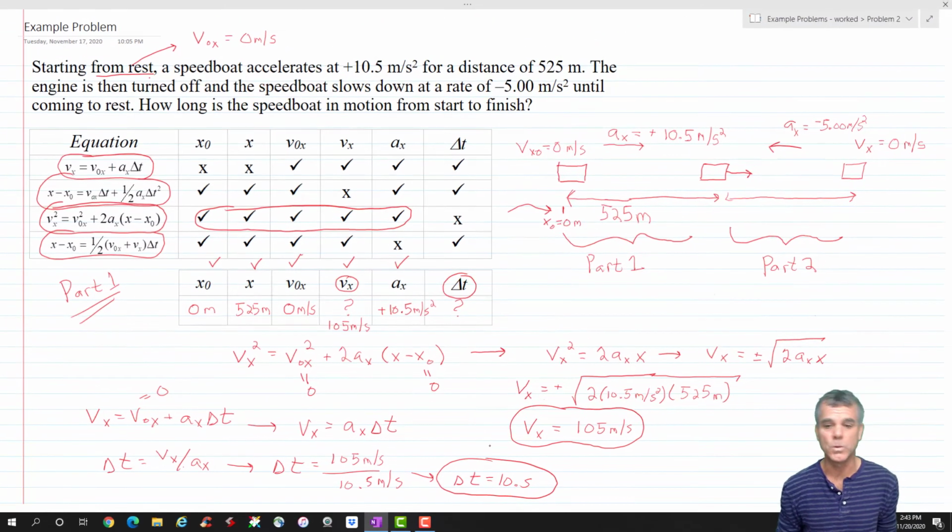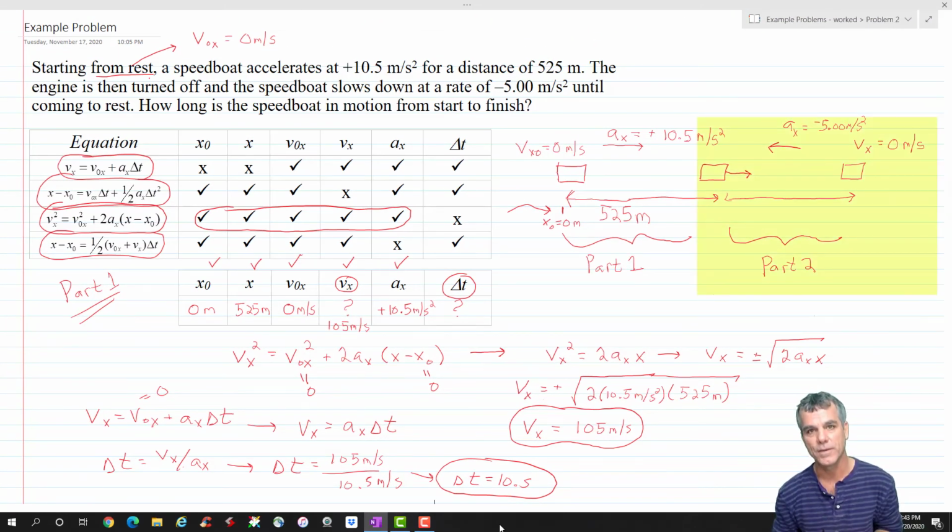Now in part 2, the boat's initially moving at 105 meters per second. It's slowing down at -5 meters per second squared until it comes to rest. And we want to know how long it takes to come to rest so we can get the total time from start to finish. The time for part 1 was 10 seconds, so we just need to find the time for part 2.